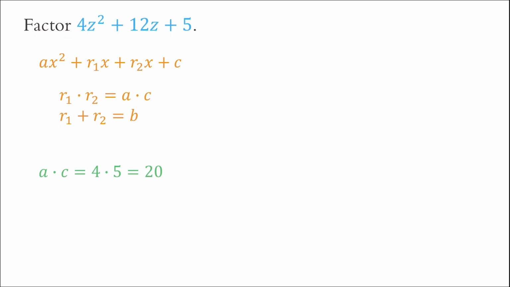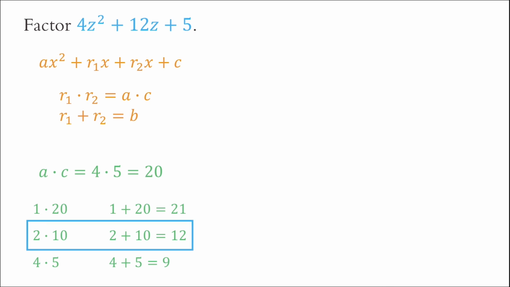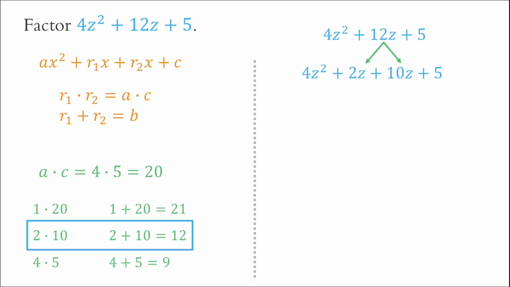So first, we'll multiply a and c, which are 4 and 5 here, to get 20. Then we want to find the factor pair of 20 that adds to 12. Let's list some factor pairs of 20. We have 20 times 1, 2 times 10, and 4 times 5. And here are their sums. The pair that adds to 12 is 10 and 2, so we have our factor pair. We'll write 4z squared plus 12z plus 5 as 4z squared plus 2z plus 10z plus 5.